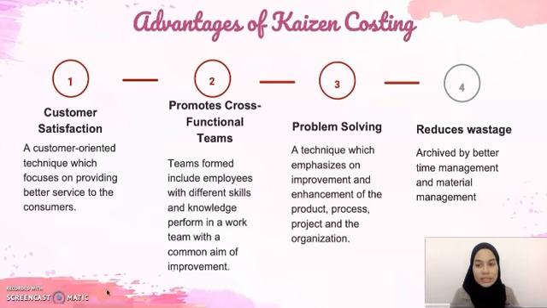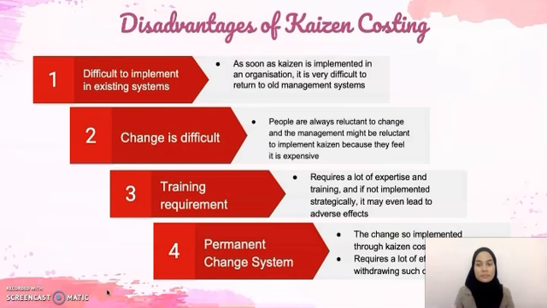Now we shall look at the disadvantages of Kaizen costing. The first one, which I already told you, is that it is difficult to implement in the existing system. As soon as Kaizen is implemented in the organization, it is very difficult to return to the old management system. Number two is that changes are difficult. People are always reluctant to change, and the management might be reluctant to implement Kaizen because they feel that it is very expensive.